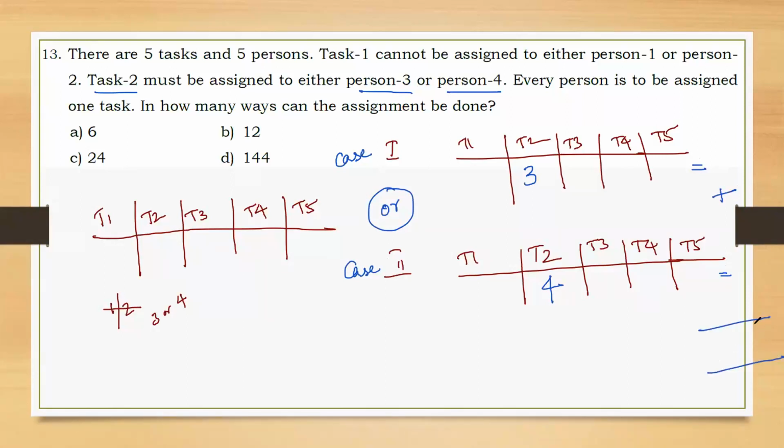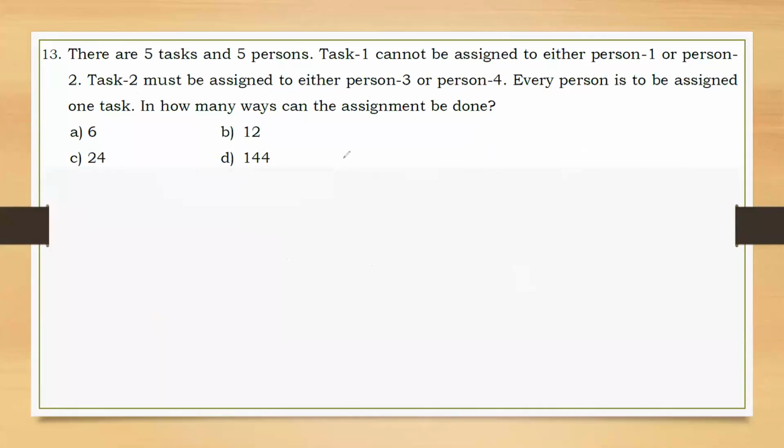Clear? Okay, so listen carefully. If person 3 is assigned to task 2, what are the number of ways to assign task 1? Persons 1 and 2 are not possible. So among the remaining, how many ways can we assign a person to task 1? Listen carefully. Once again, I will explain this question. Task 2 must be assigned to either person 3 or person 4. Okay, so case 1.